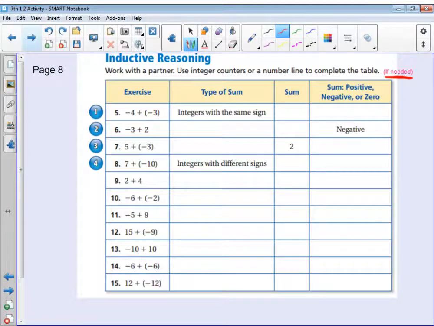You guys do have a number line in your little whiteboard that you could go ahead and use so that you didn't have to draw it every time. You just have to flip the graph side over, and you can use your whiteboard to be able to do that if you prefer the number line.